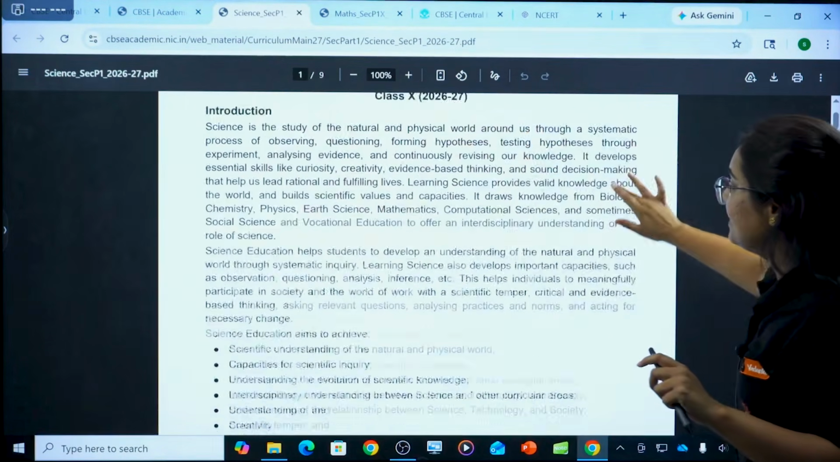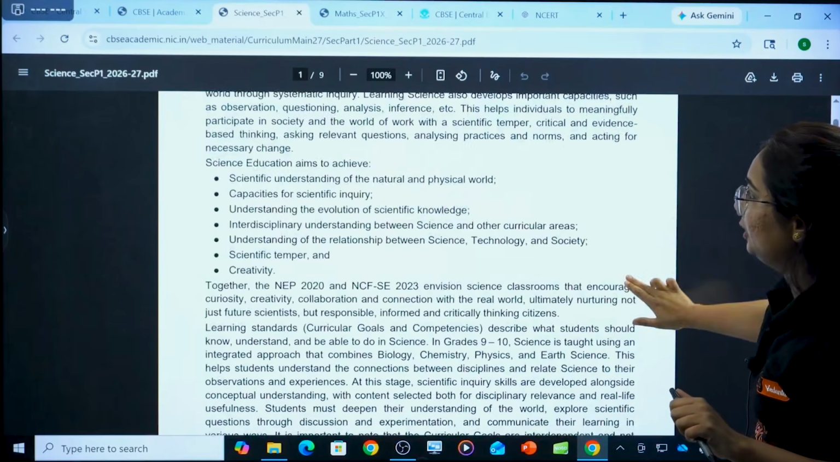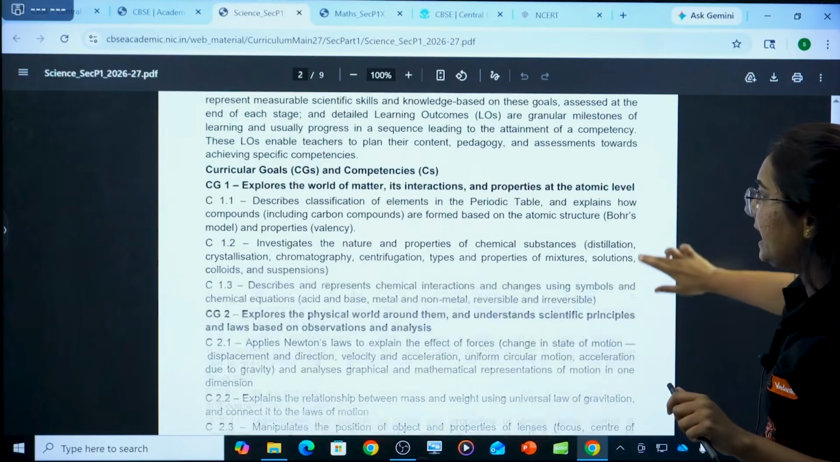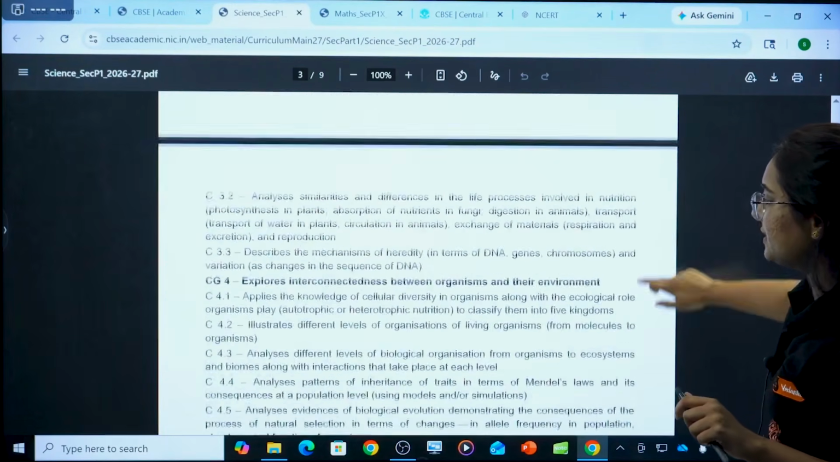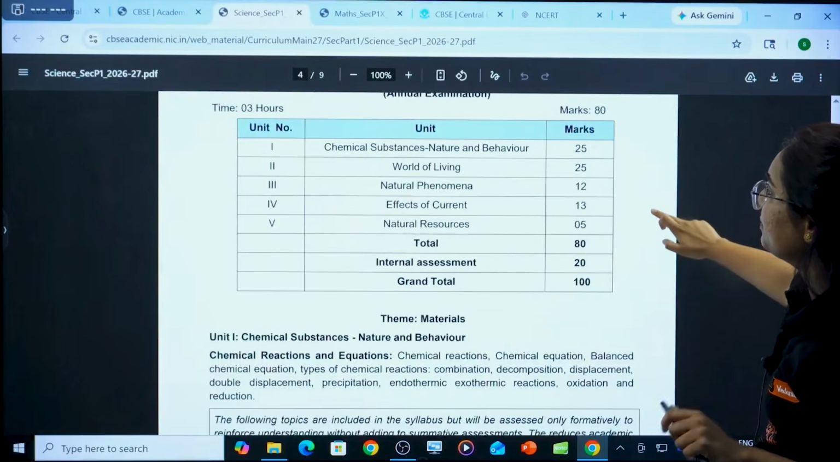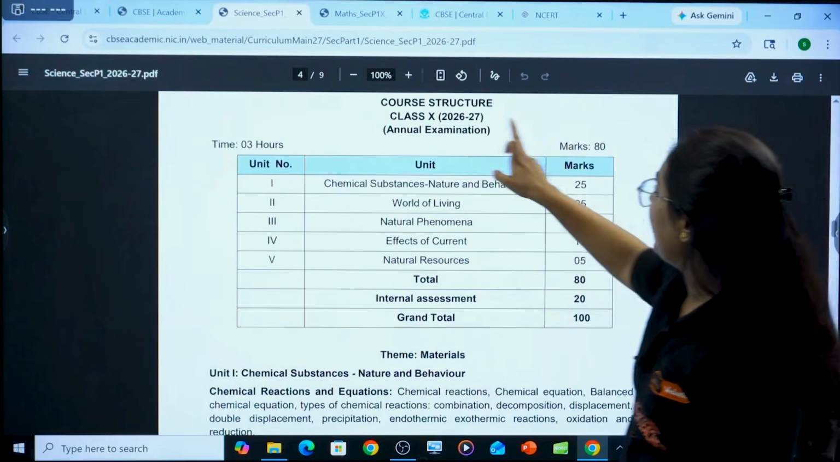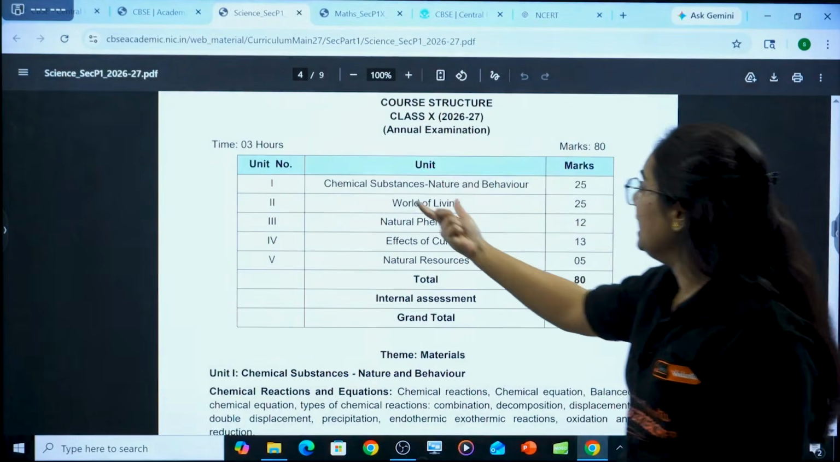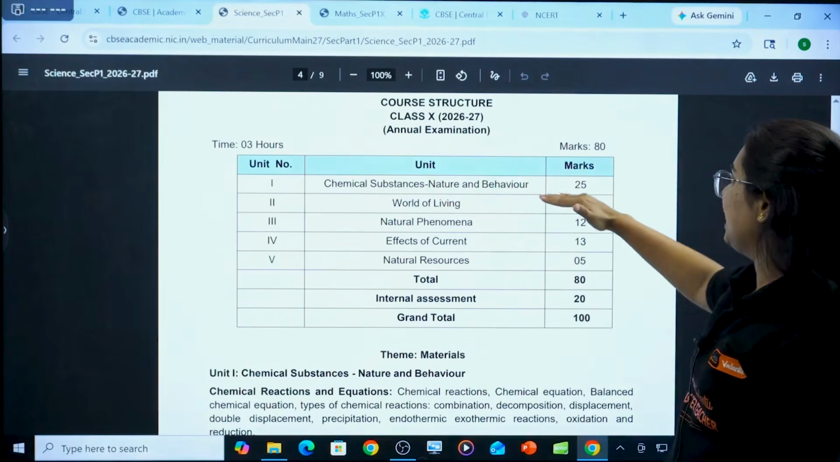Science, we are going to 086 and you can have a look at that. See, particularly have a look, this is the structure for science, this is the structure for science. Now in science what happened, the annual examination structure will be chemical substances, nature and behavior.